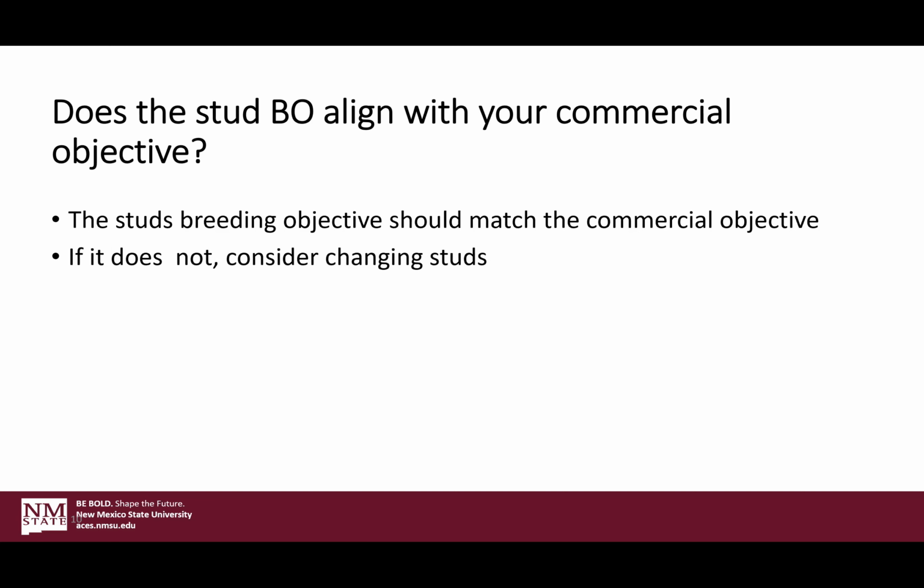It doesn't matter. If it does not align, then you're probably dealing with a situation where you have inappropriate rams for your goals. And so that would require some data collection, not data, but certainly record keeping to evaluate your breeding program first before you really look to maybe change things up or improve the genetics of your flock.